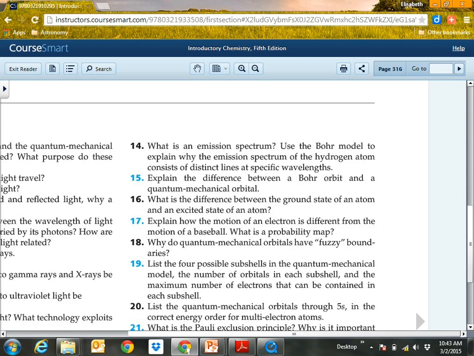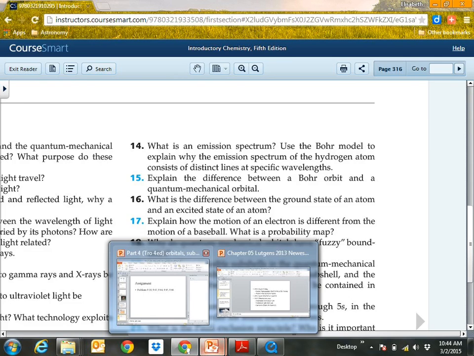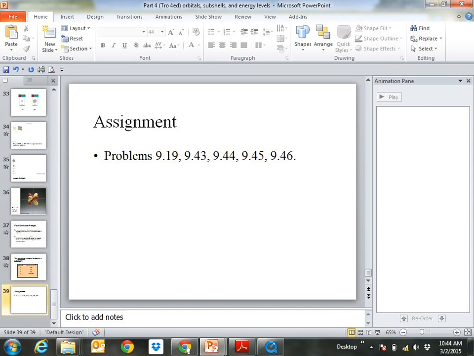Can I borrow someone's book for the next one, because I'm not on the internet? Thank you, sir. I don't have that book with me. So, great, the book. For the last ones, they're not too bad either, I don't think. 43 through 46.